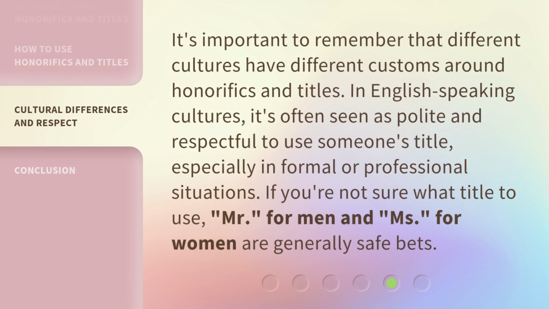It's important to remember that different cultures have different customs around honorifics and titles. In English-speaking cultures, it's often seen as polite and respectful to use someone's title, especially in formal or professional situations. If you're not sure what title to use, Mr. for men and Ms. for women are generally safe bets.